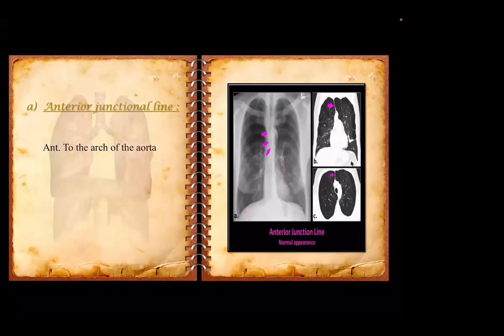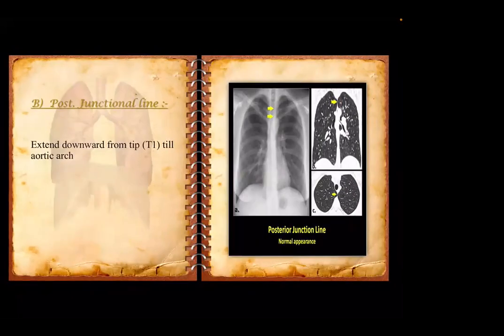The anterior junction line is anterior to the arch of the aorta, seen in this picture, on the X-ray and on the CT coronal and axial views. The posterior junction line extends downward from the tip of T1 till the aortic arch, shown in this picture, in the axial and coronal views and on this X-ray.